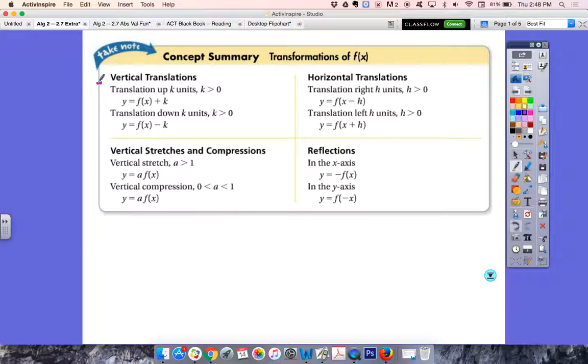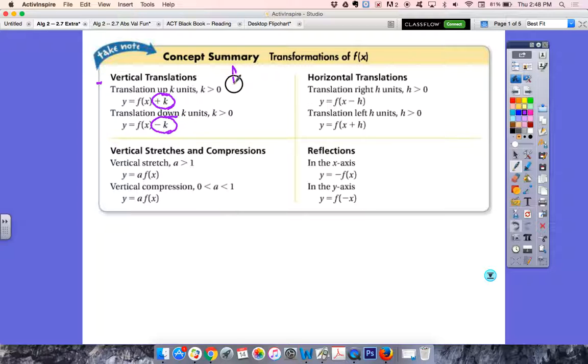That means you're going to take your parent graph and you're either moving it up or you're moving it down. So we've got up here and down there. So remember, this is like the Y part of the little vertex thing we were talking about. The Y part is here on the outside.